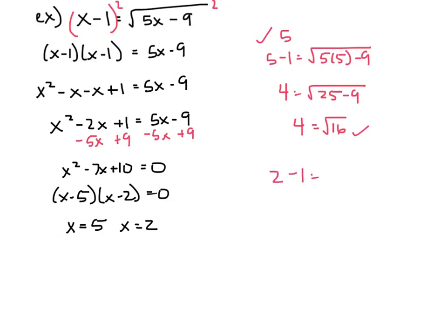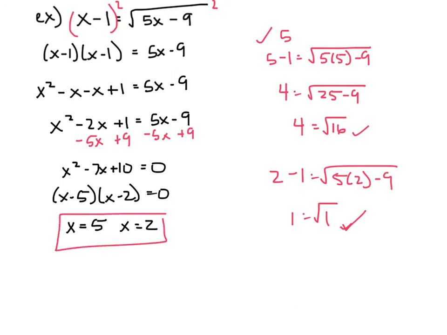Let's check 2. 2 minus 1 equals the square root of 5 times 2 minus 9. 1 equals, what's 5 times 2? 10 minus 9? 1. Does 1 equal the square root of 1? Yes. Boom. How many extraneous solutions do I have? 0 extraneous. How many solutions do I have? 2. X equals 5 and x equals 2.